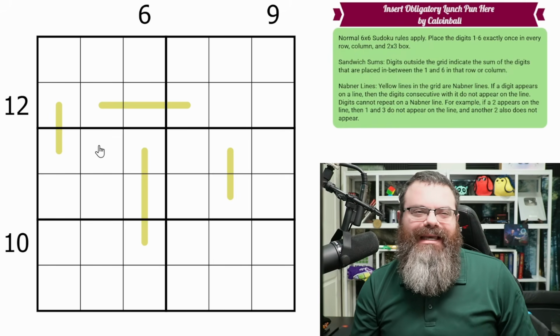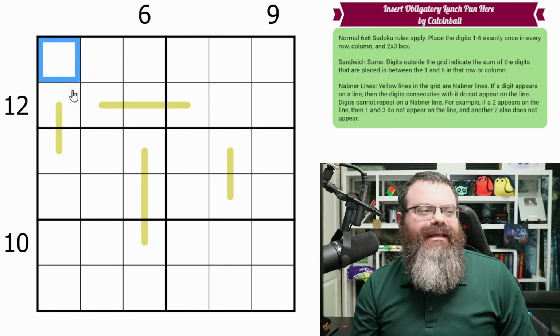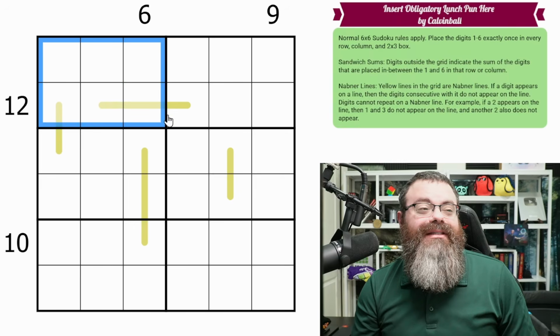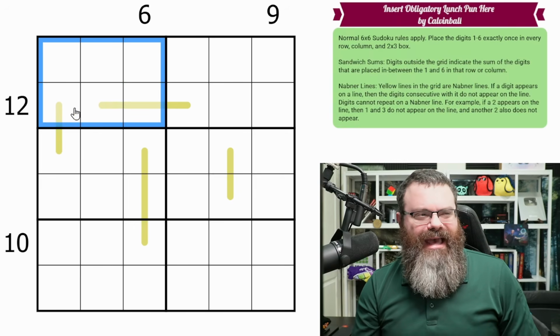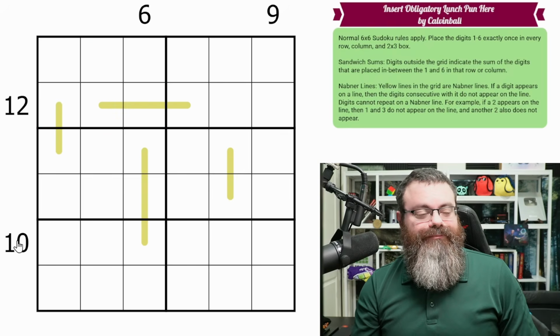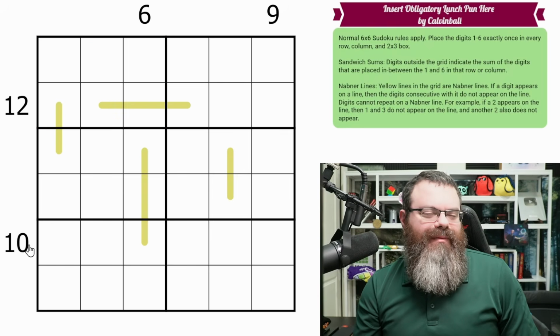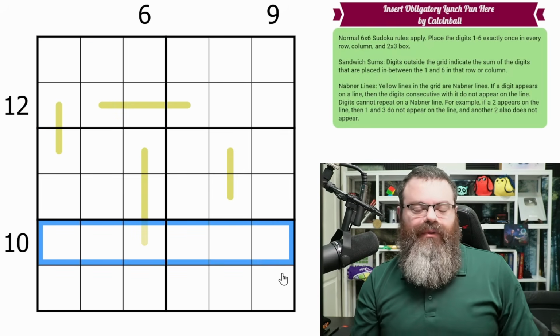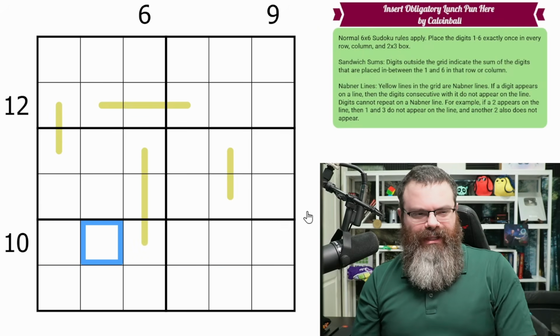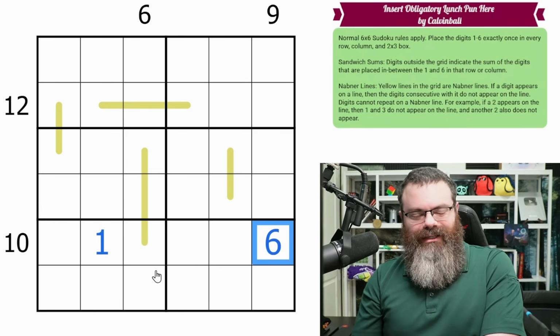We have normal 6x6 Sudoku rules. So in each row, each column, and each 2x3 box, we are placing the digits 1 to 6 exactly once each. We also have sandwich sums outside the grid. Take this 10 for an example. What we need to do is find where the 1 and the 6 are in the row. So maybe the 1 is here and the 6 is here.